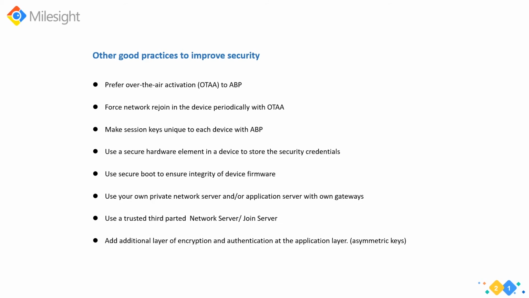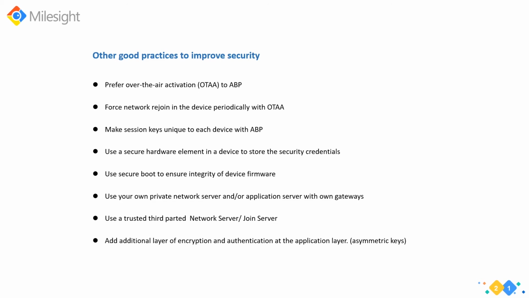Additionally, use secure boot to ensure the integrity of the end device firmware. And you can also use your own private network server or application server with your own gateways to prevent unauthorized access at the cloud level. So you can build up your private network, for example, making use of a multi-site gateway that comes with an embedded network server inside. So everything is communicated internally.